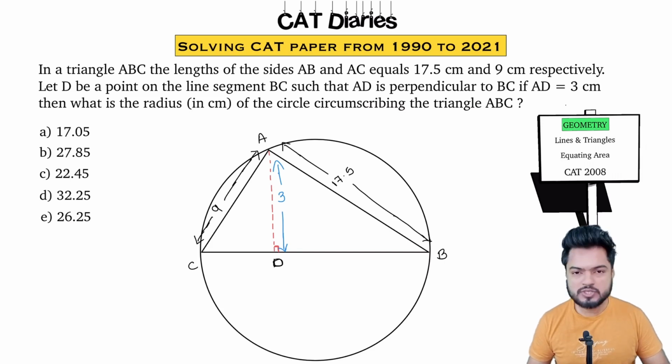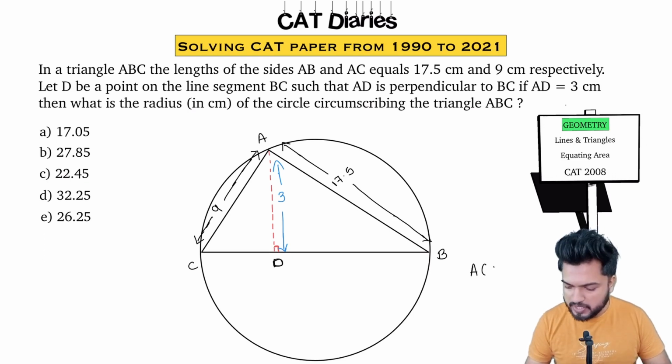You just need to know that this is about equating area to find out length. Okay, that's all should be clear in your brain. So which formula of area will I use? That's all I need to think. Earlier I used half into base into height. What will I use here? I need to find out circumradius. So I'll use that formula.